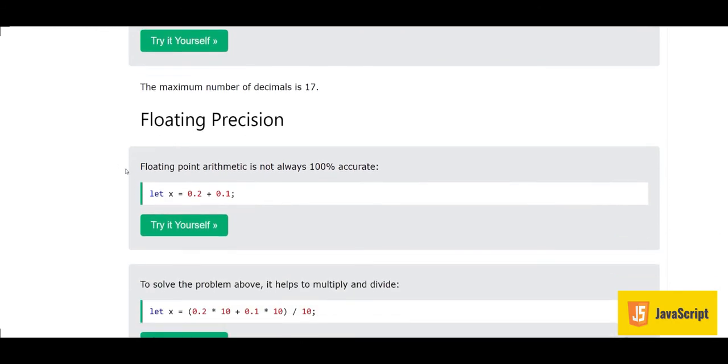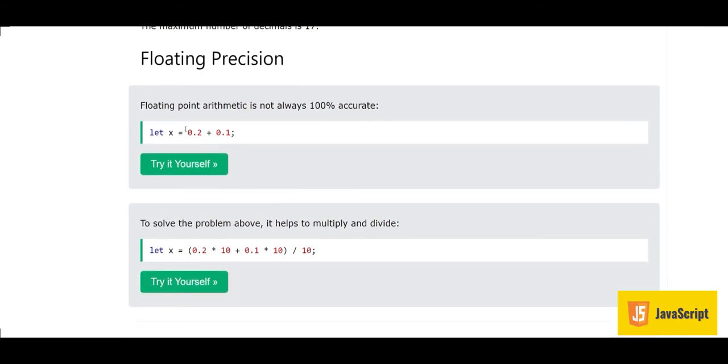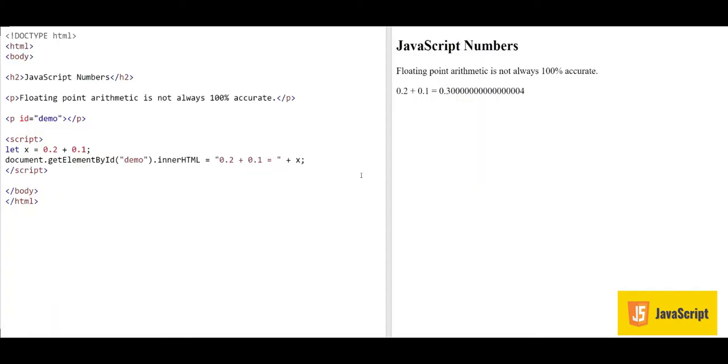Then we need to look at floating precision. Floating point arithmetic is not 100% accurate in JavaScript. Just look at these two numbers. If you add them, 0.2 plus 0.1, it should be 0.3. But here we have this answer, with a 4 at the end that creates confusion. So where is it coming from?